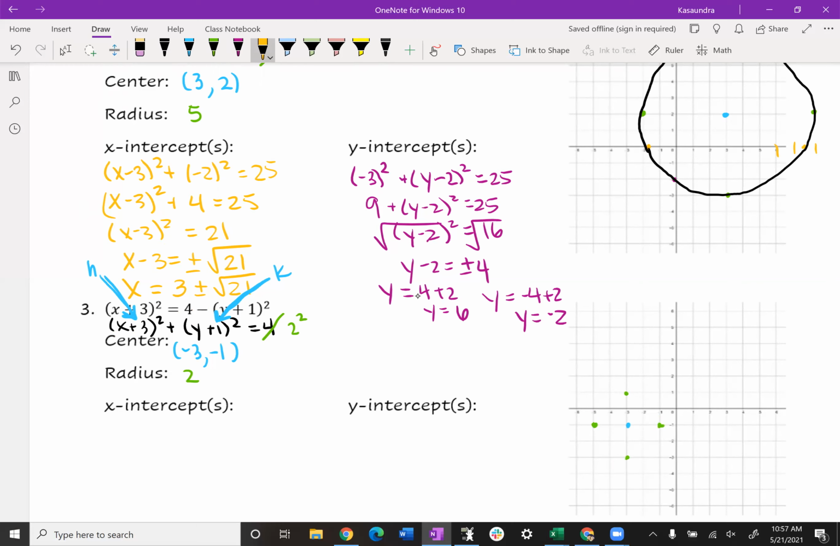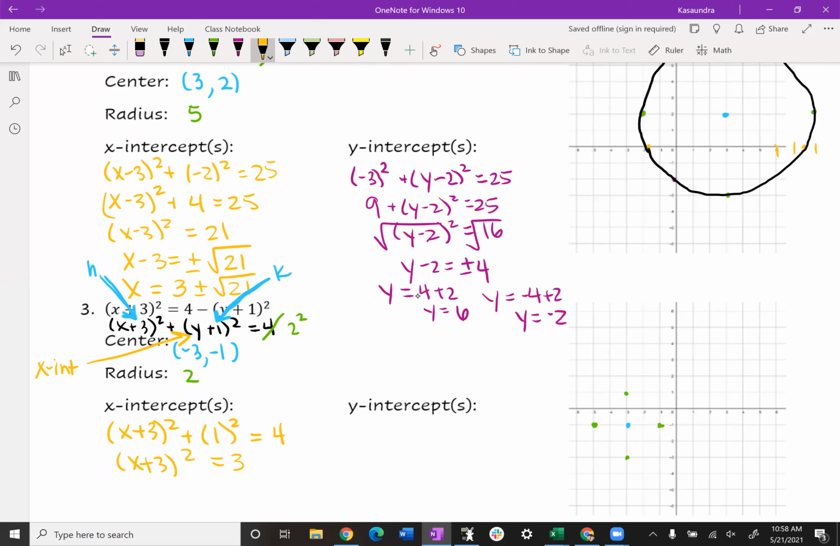So let's do the x-intercepts here, which is when this y equals 0. For every x-intercept, the y equals 0. X's will still be there. X plus 3 all squared plus a 0 plus 1, so 1 squared equals the 4. All right, 1 squared is 1. I'm going to subtract 1 on both sides. So let's see, 4 minus 1 is 3.